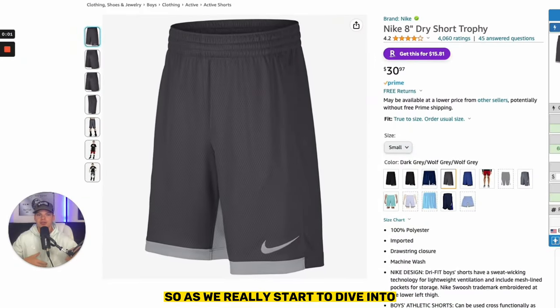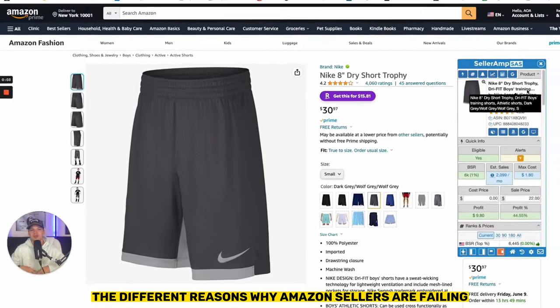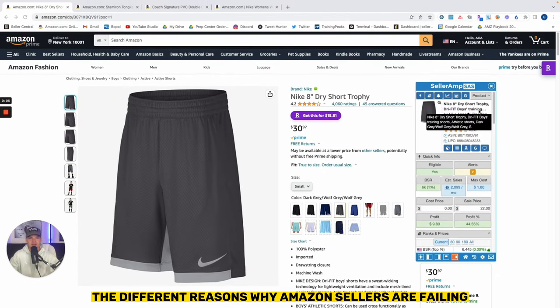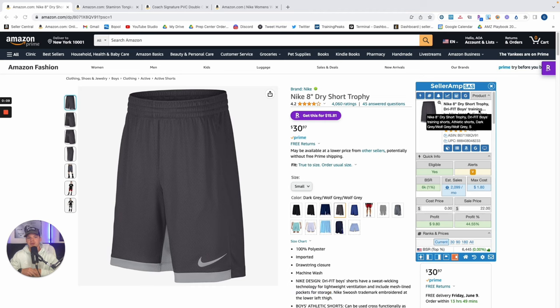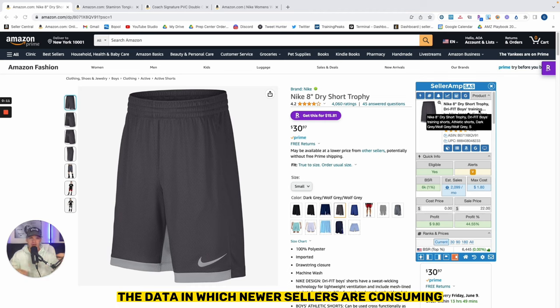So as we really start to dive into the different reasons why Amazon sellers are failing, you'll see a common theme. A lot of it comes down to the data in which newer sellers are consuming, or the lack thereof, right? Getting overindulged in maybe one factor or two and not really seeing the entire picture of a product. That's why I'm so keen, especially in the beginning, on creating a checklist of every single item that you want to be double checking before you buy a product.